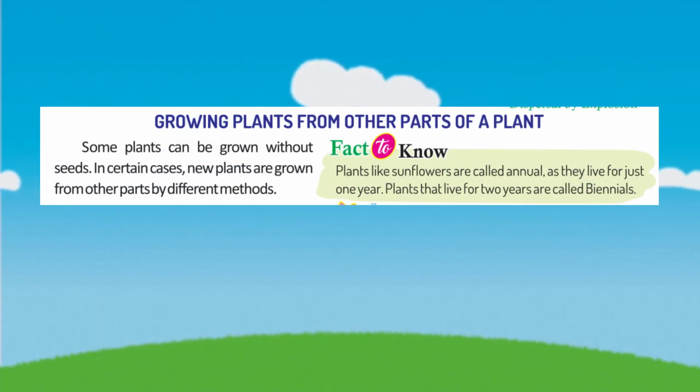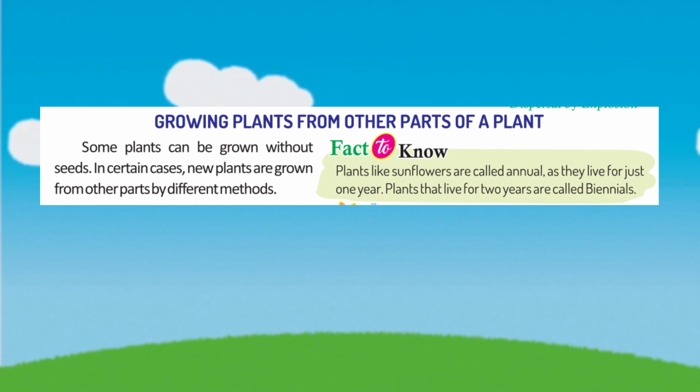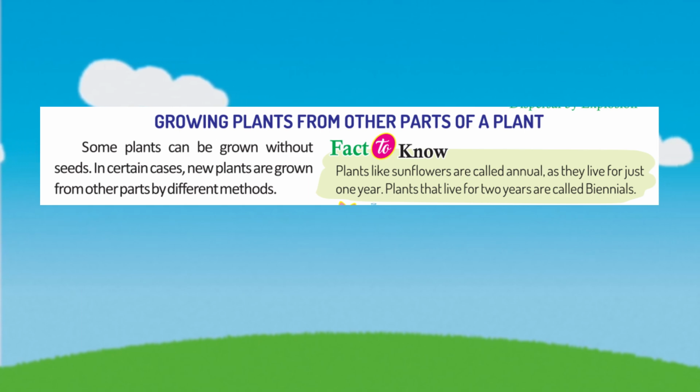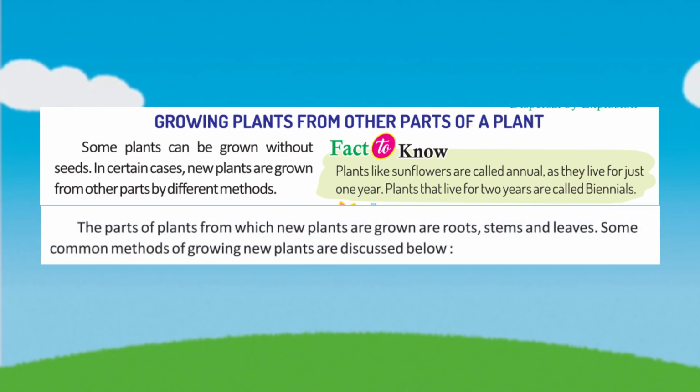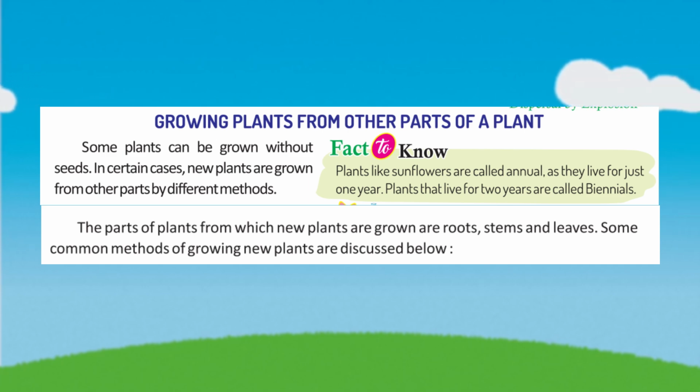Growing plants from other parts of a plant. Some plants can be grown without seeds. In certain cases, new plants are grown from other parts by different methods. The parts of plants from which new plants are grown are roots, stems and leaves. Some common methods of growing new plants are discussed below.